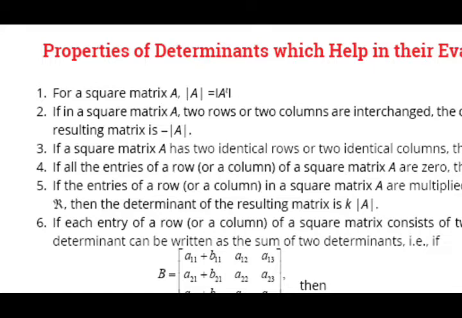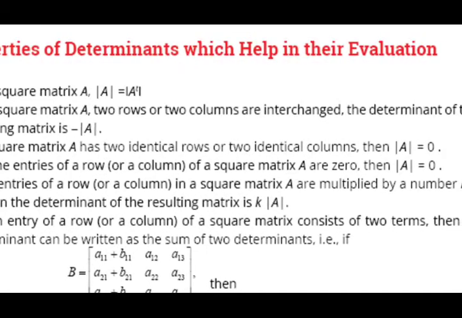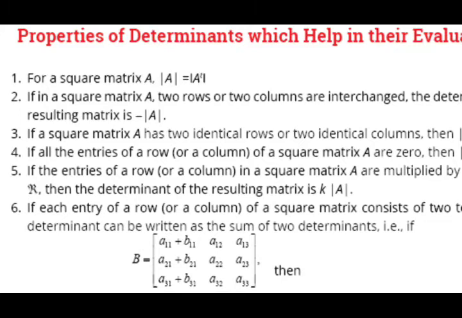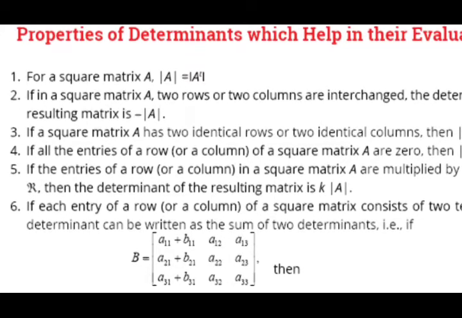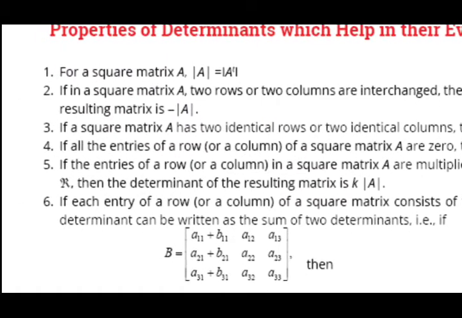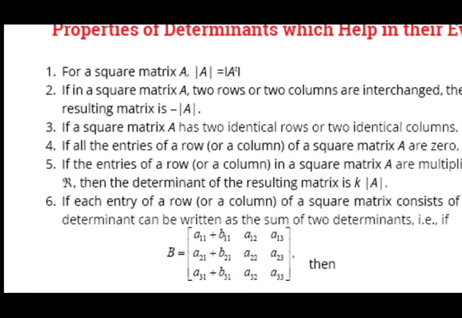If in a square matrix A, 2 rows or 2 columns are interchanged, the determinant of the resulting matrix changes with the negative sign. In the transpose case, the value is the same, but if we change 2 rows or 2 columns, the determinant's sign changes to negative.